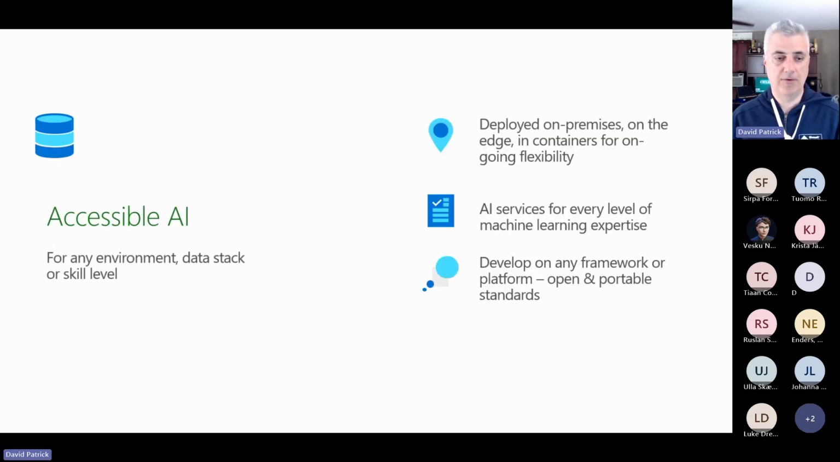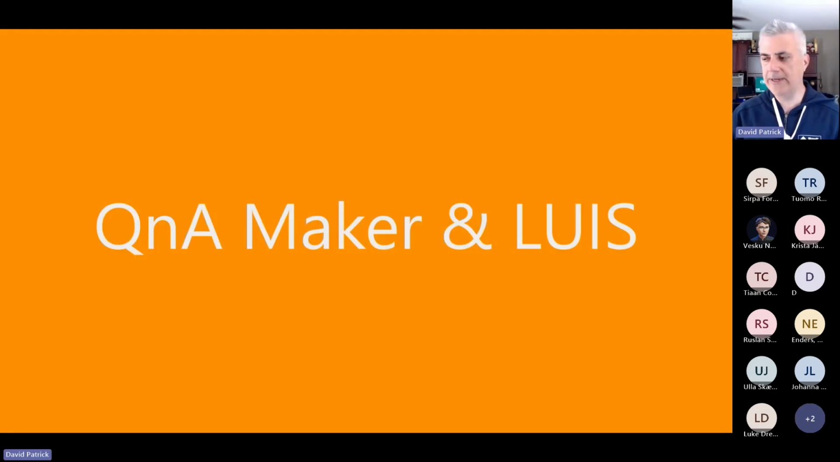So they talk a little bit about, what does accessible AI even mean? You can get it on premises, you can get it in the cloud, you can do it for any level of machine learning experience, and really from so many different platforms. It's feasible to say any platform. It's open, portable standards.